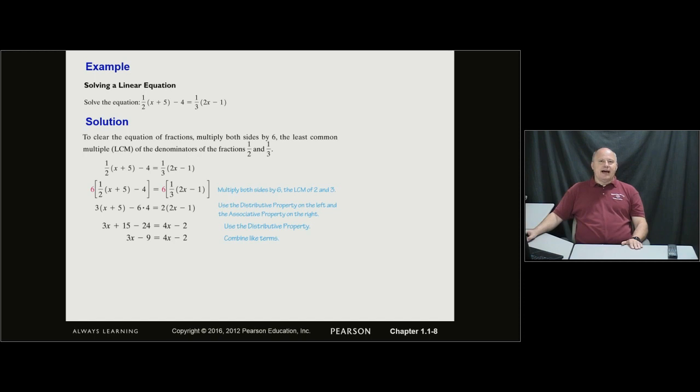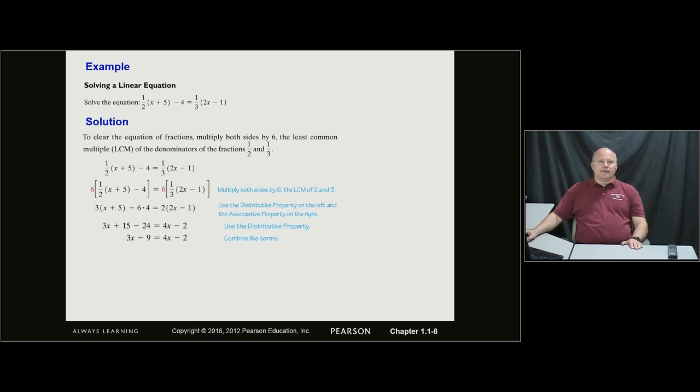Now we're going to simplify by combining like terms. So the 15 and the minus 24 is a negative 9. The right side just comes down. There are no like terms on the right side. 4x minus 2 is 4x minus 2. You can't combine anything. There's not anything the same.